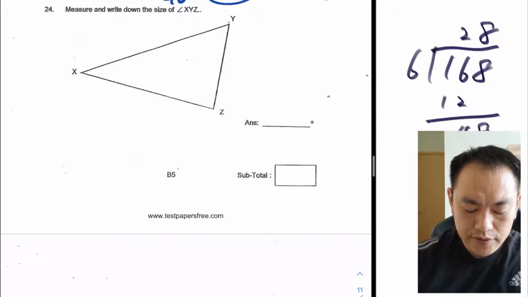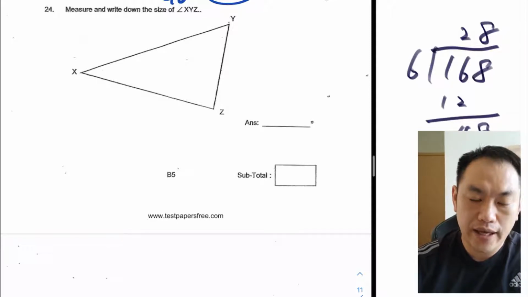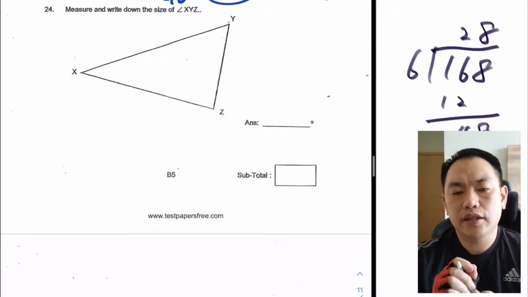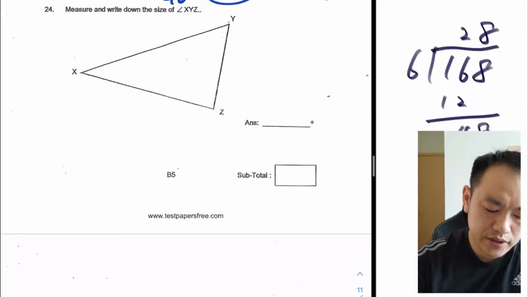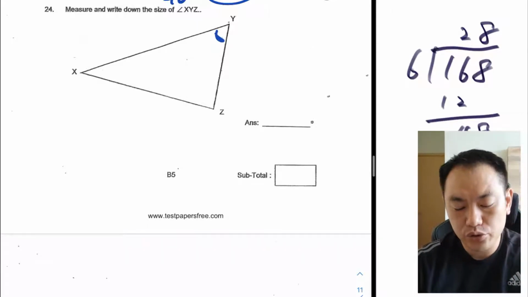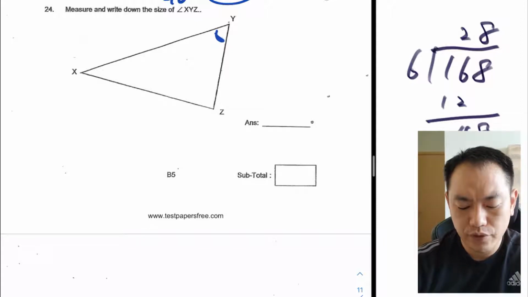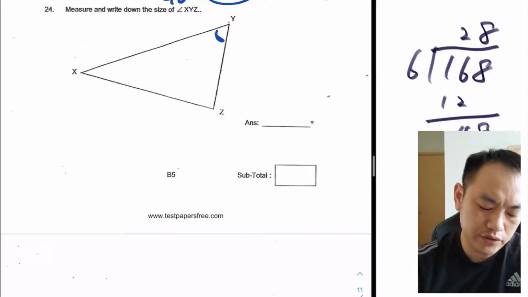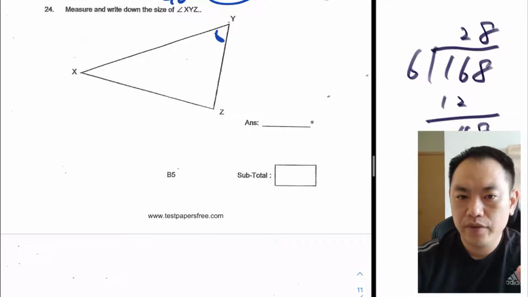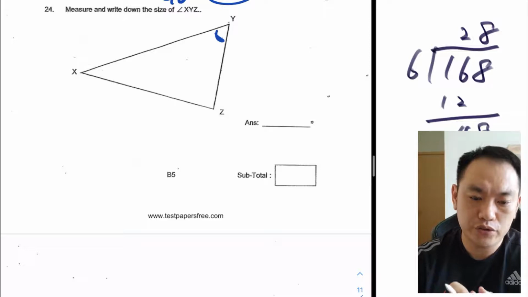Measure and write down the size of angle XYZ. Angle XYZ, you always put the angle in the middle. So XYZ is this angle here, and you need to measure it. I don't have the tools here with me. It looks like it's more or less around plus minus 45 degrees. But if you have the tool, just measure the angle and write it down. Just know which one you need to measure.